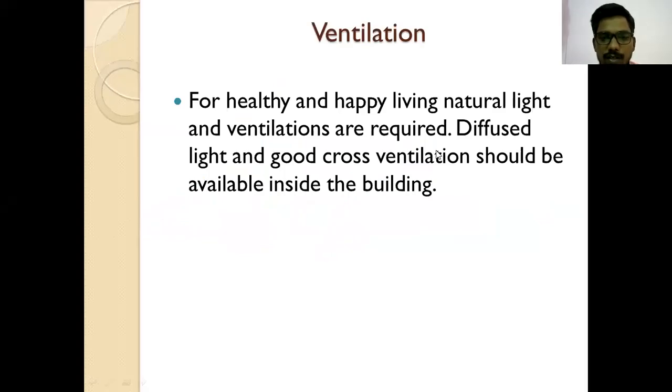So here, to get the proper ventilation in a dry and hot region, we have to provide at least 10% of the floor area as openings. Generally, to achieve the natural ventilation, we go for the provision of the windows and ventilators. Whatever doors are there, we provide for the circulation purpose.